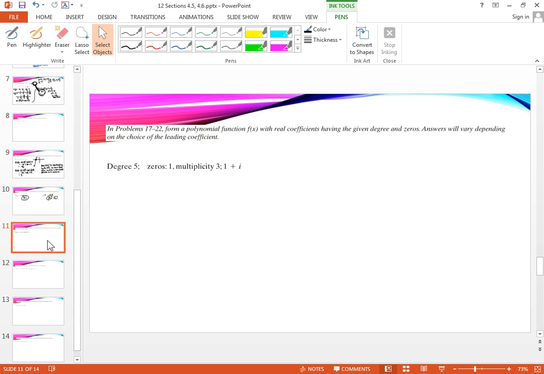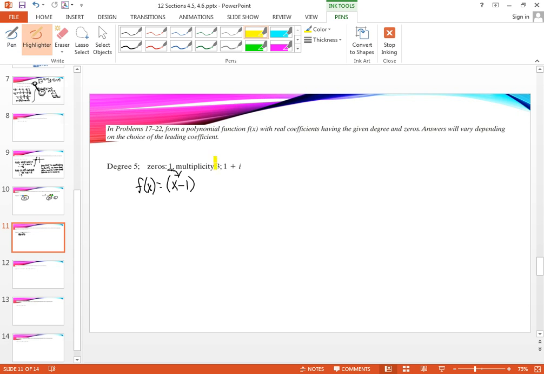So form a polynomial function with real coefficients having a given degree and zeros. Answers will vary depending upon leading coefficient. Okay, so let's think. If I tell you that 1 is a 0, you know that it's an x-intercept. You know that it comes from the factor x minus 1? So I'm going to say f of x equals. All right, so if 1 is a 0, it comes from the factor x minus 1.